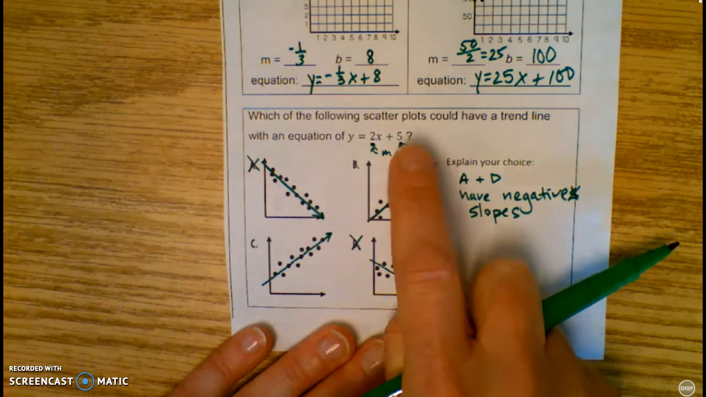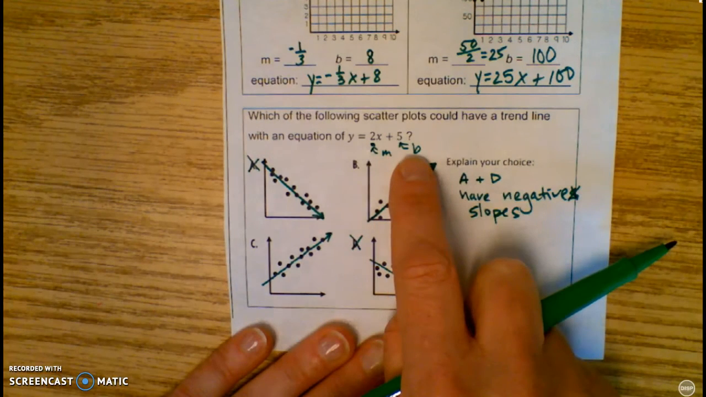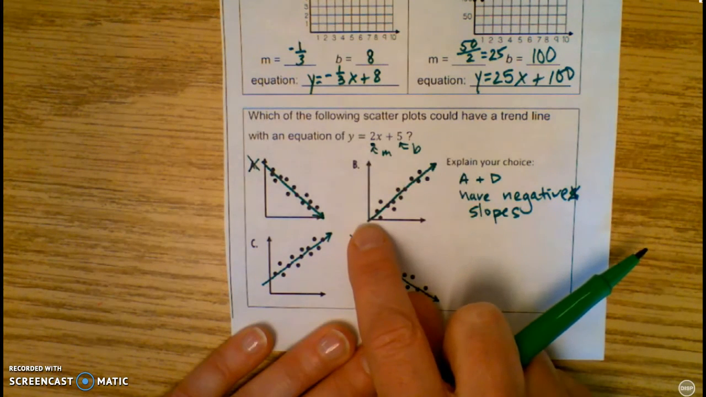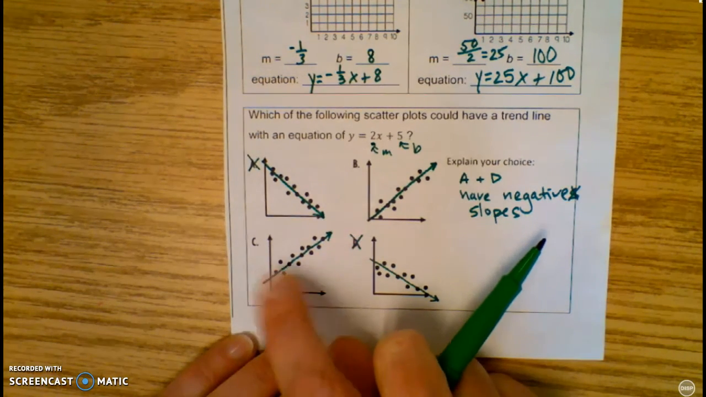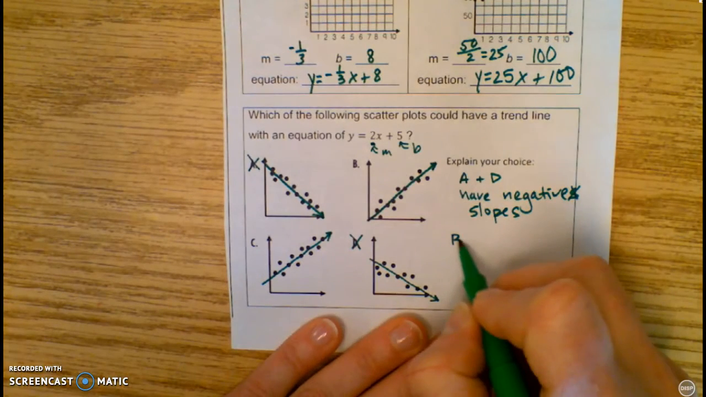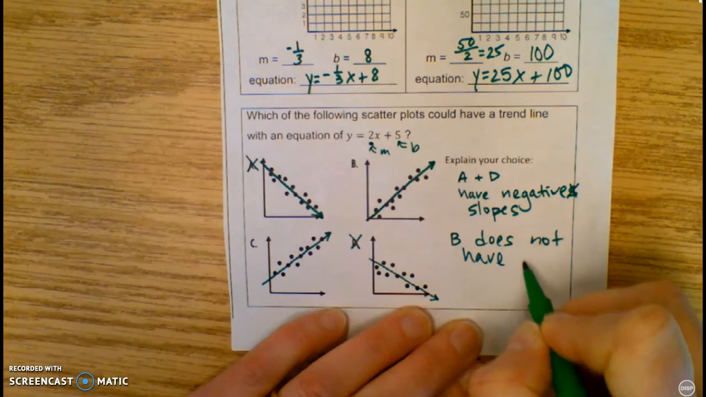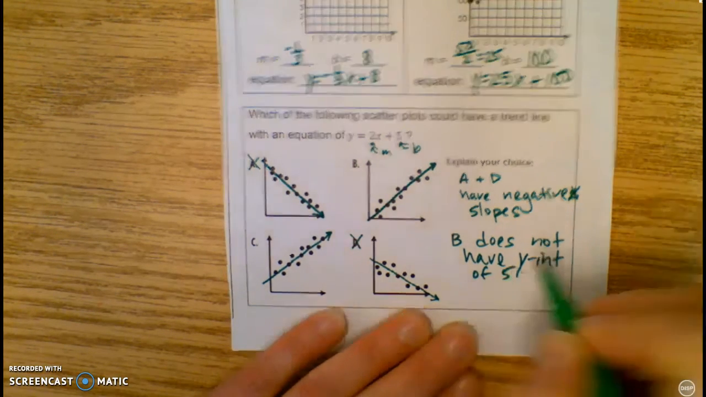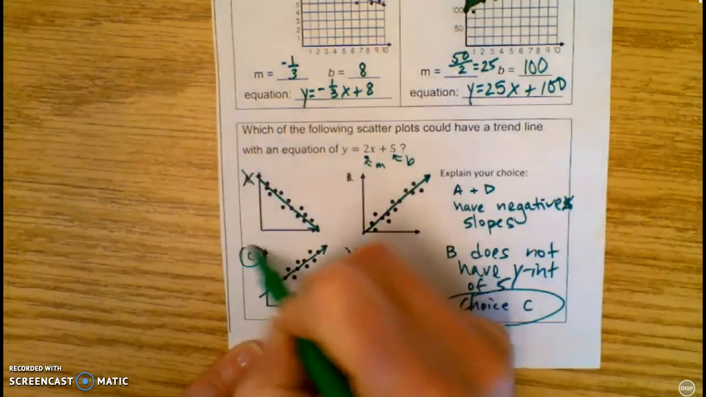So luckily we have another component to pay attention to. We have this plus 5, which is our y-intercept. Does this graph look like the y-intercept is at 5? I don't think so. This is the one that would possibly be the equation y equals 2x plus 5. So B does not have a y-intercept of 5. Choice C is my solution.